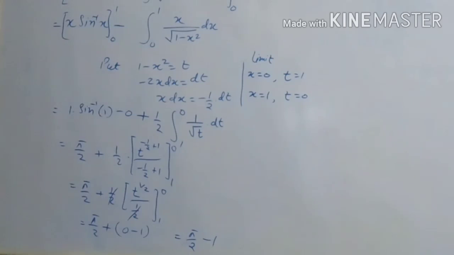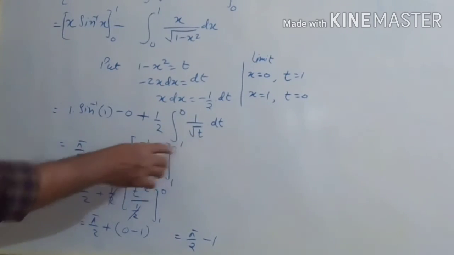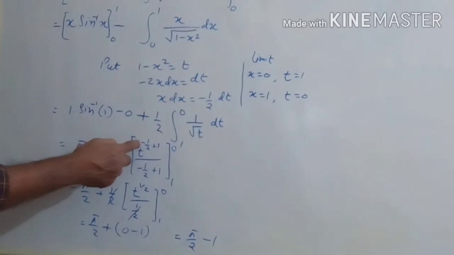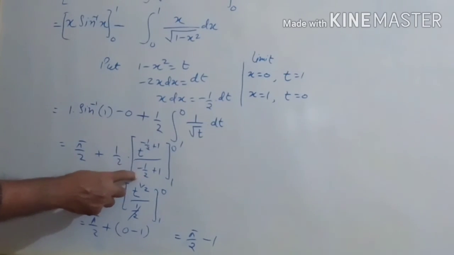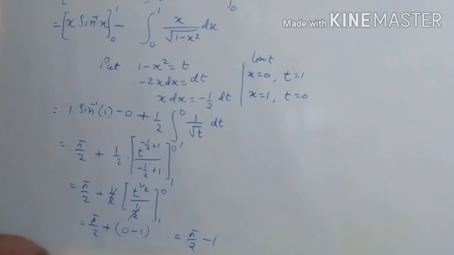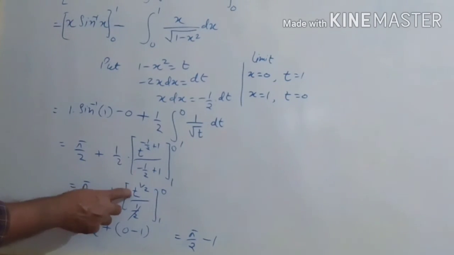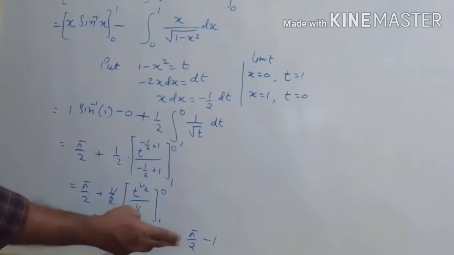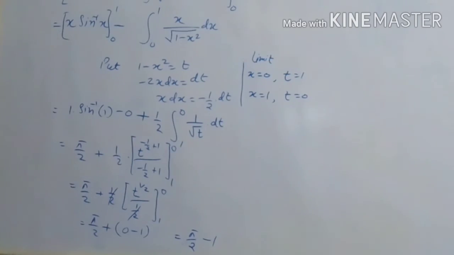Now take its integral. 1 by root t means t to the power minus 1 by 2. So power is increased by 1, so minus 1 by 2 plus 1, and also divided by this power, minus 1 by 2 plus 1, which means only 1 by 2 remaining. So this 1 by 2 is cancelled out. When we raise the limit, upper limit minus lower limit, so 0, and when we write 1, so 0 minus 1, so you will get your answer pi by 2 minus 1.